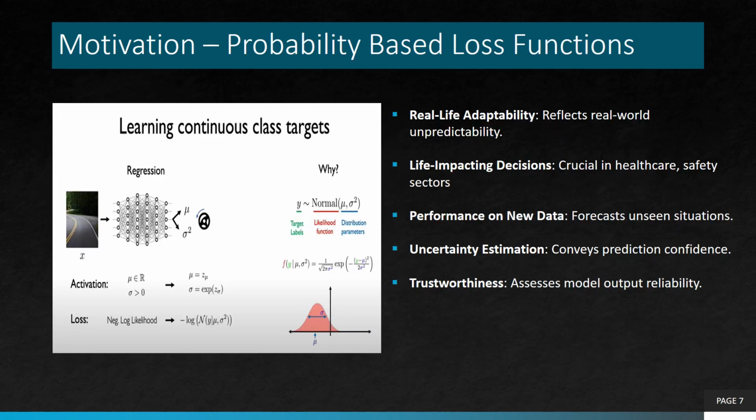Today more than ever, we need to know how certain a model is about its prediction. This is because models are now deployed in real-life situations and can have life-impacting decisions, for example in the case of a self-driving car. Hence, probability-based loss functions help achieve that by modeling a prior distribution of the targets. This helps assess the trustworthiness of a model.